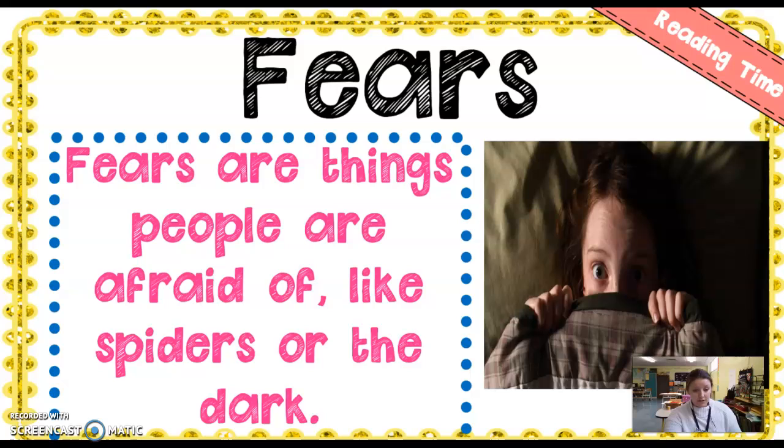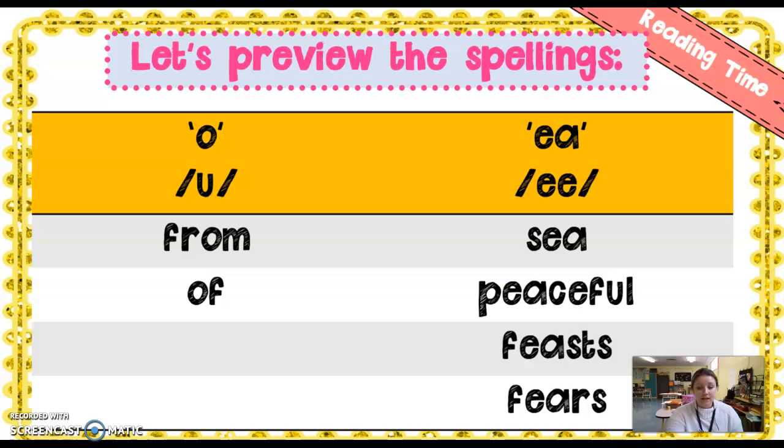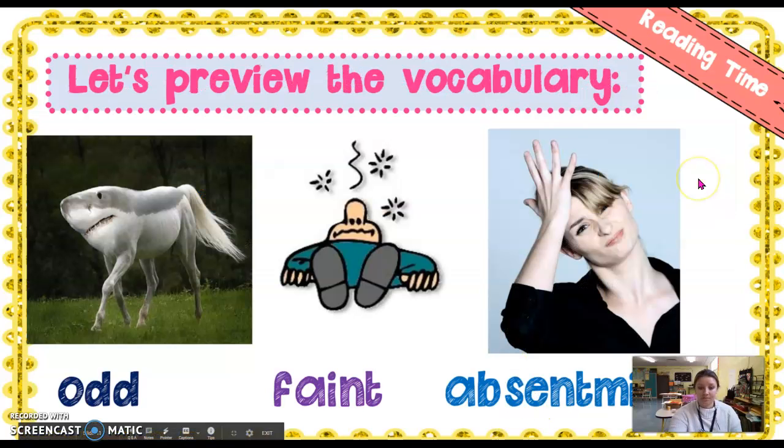Fears. Fears are things that people are afraid of. So if you're afraid of spiders or if you're afraid of the dark, you would say that's a fear. Some of the spellings we're going to come to: the spelling O that says the u sound, for example, from and of. And then the EA spelling that makes the E sound: see, peaceful, feasts, and fears.